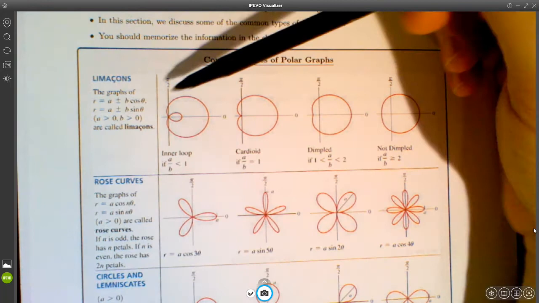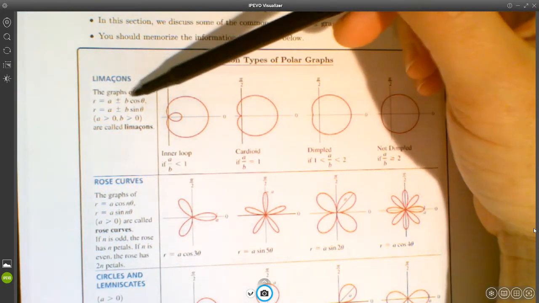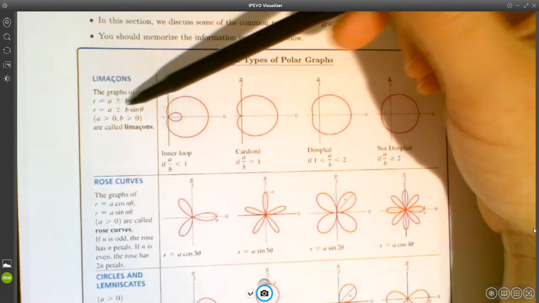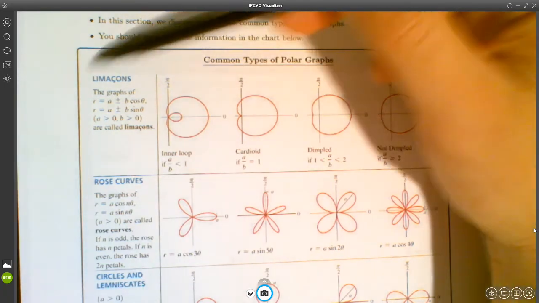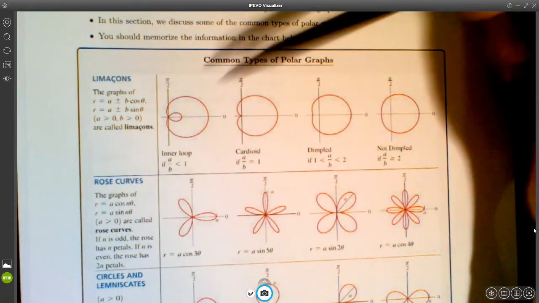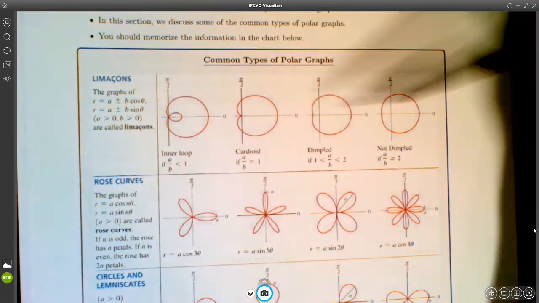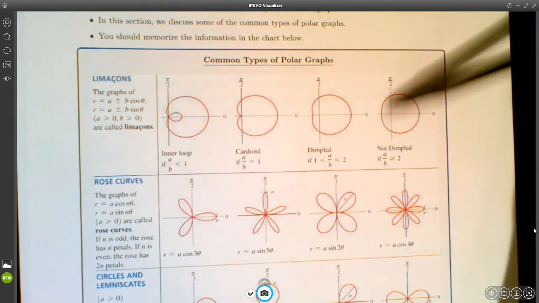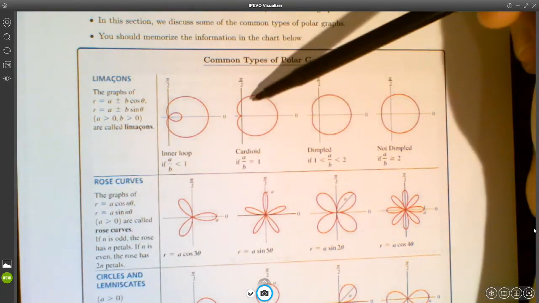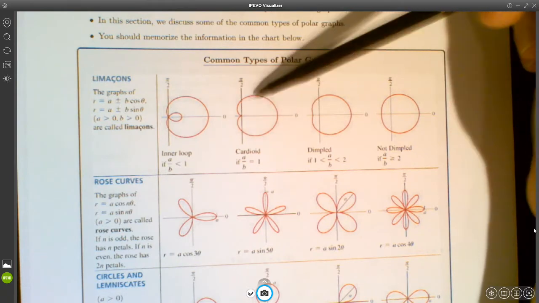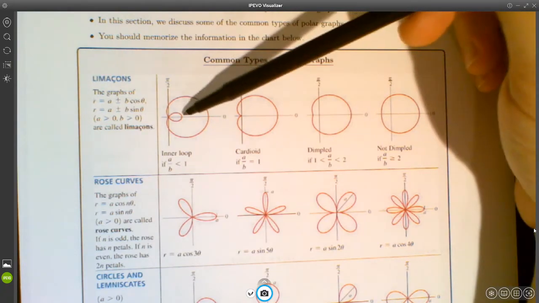So whenever you have an equation of the form r equals a plus or minus b cosine theta or a plus or minus b sine theta, then you're going to get a graph that, we call these things limacons, and there are different kinds. Some of them just look practically like circles, but with a little bit of a flat side. Some of them have a little bit of a dimple. Some of them have a straight up cusp like this one, and we call these ones cardioids because they look like hearts, kind of. And then some of them have an inner loop.